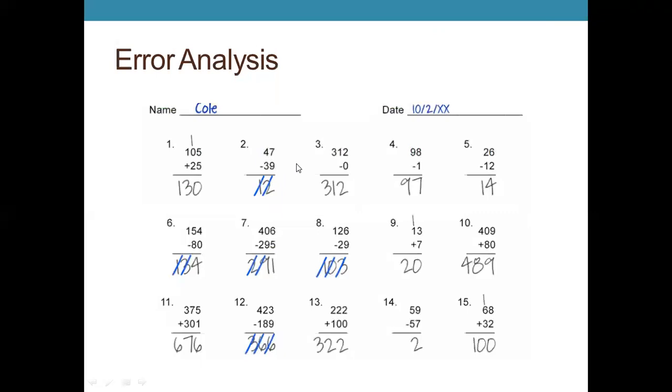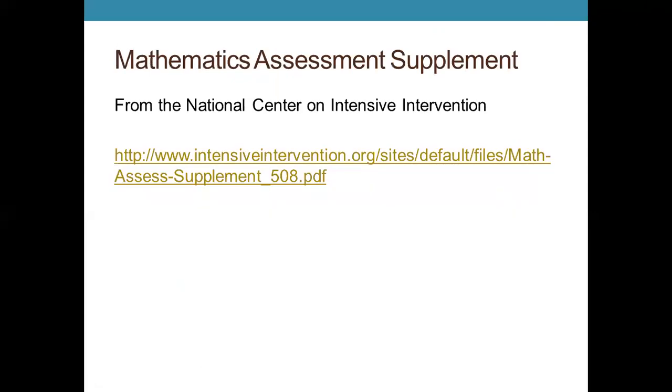So that gives us a really clear, really specific baseline for Cole that answers that question of, what is he currently able to do and not able to do, and what are the skills that he needs to work on in order to take that next step in his math development.